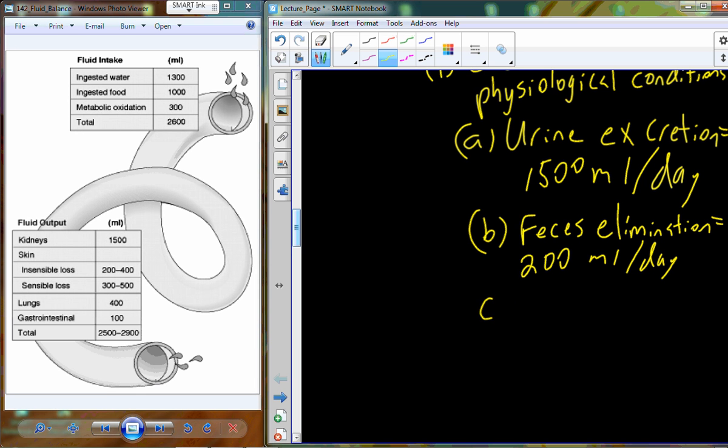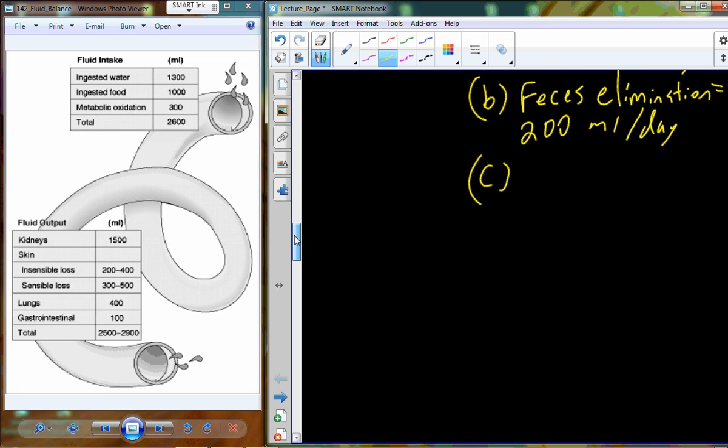Every time you breathe out, why can you see your breath during the wintertime when it's cold outside? Because the water that's in that breath is actually undergoing a condensation. So we're going to have losses that come from expiration or from respiration, expired losses. And these are about 300 milliliters per day.